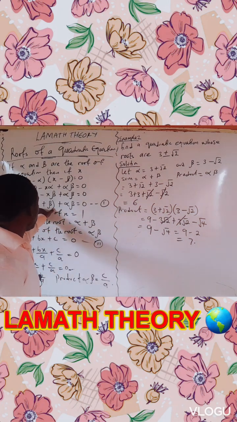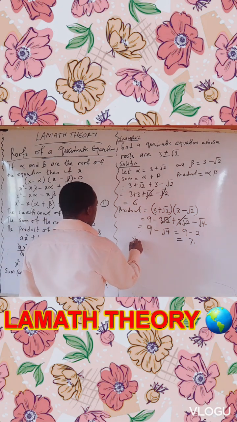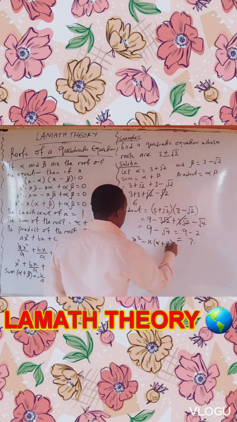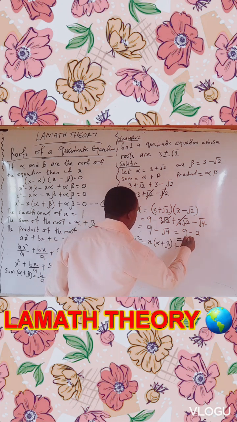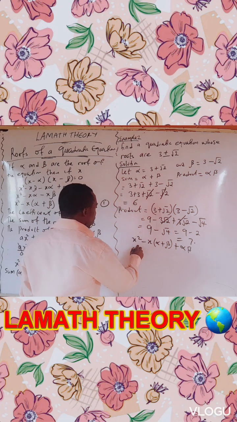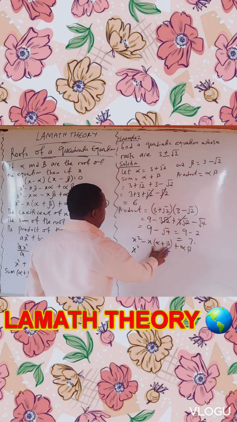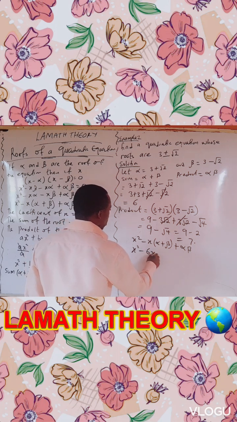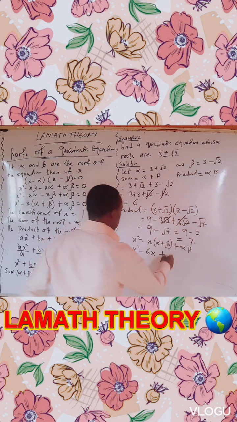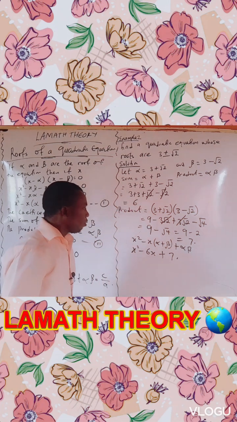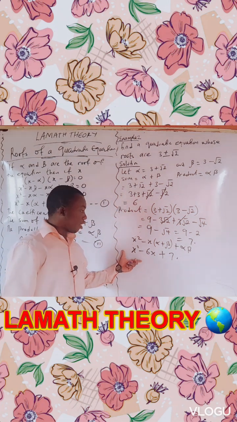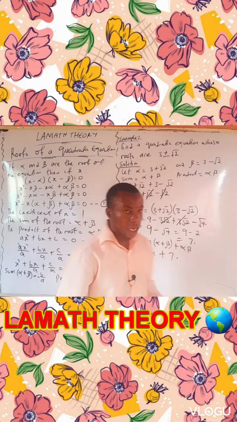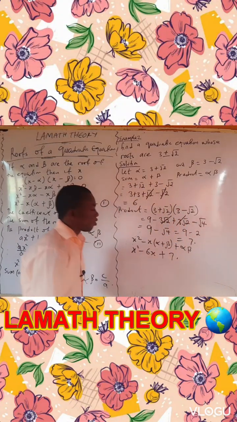Okay, let's go back to our equation 1. Equation 1 says x squared minus s, open bracket alpha plus beta, plus alpha beta. So x squared, are we together now? Our alpha plus beta, which is the sum, is 6, so 6x, plus 7. So this is a quadratic equation. This will be our final answer for today.